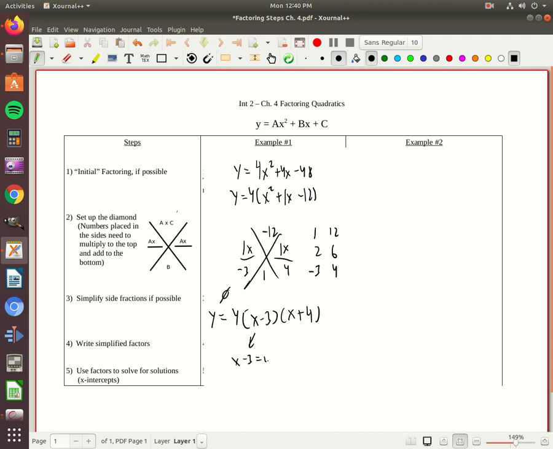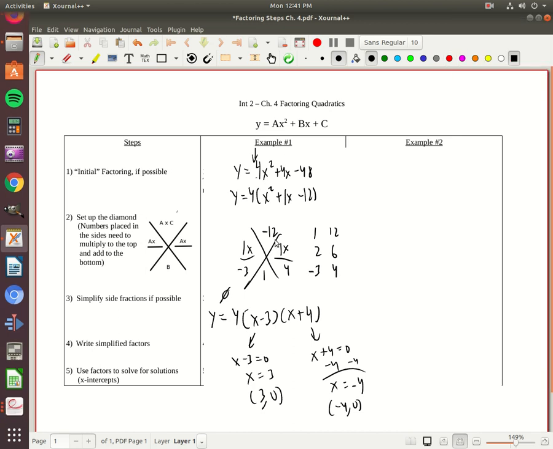x minus 3 is equal to 0. x plus 4 is equal to 0. So I'm going to get x equals 3. I'm going to get 3, 0. And x equals negative 4. So I'm going to get negative 4, 0. So if I graph this shape, here's what I'm expecting to see. Intercepts at 3, 0, and negative 4, 0, and I'm expecting it to be steep. So let's see what happens.